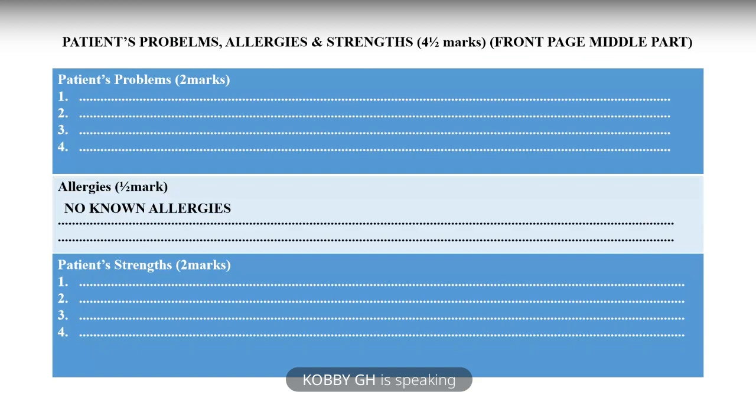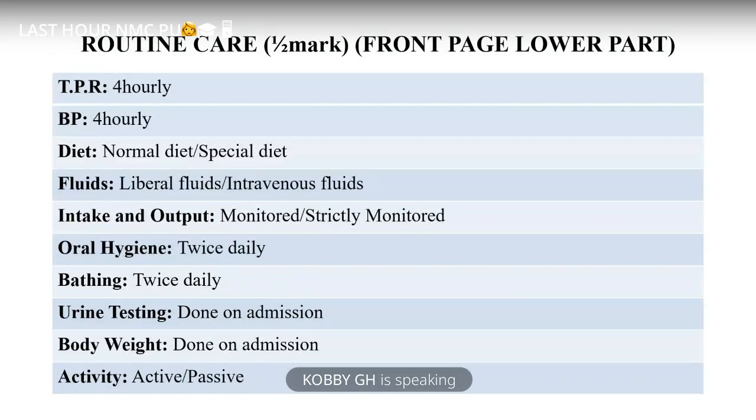Then quickly you go to the routine care. You fill in all the details at the routine care. So TPR, usually you write 4 hourly. There are other details about the routine care, which I've already dealt with on the page, so I'm not going to talk so much here. BP 4 hourly. I believe by now all of you are masters of the routine care. The diet, either the normal diet or a special diet. The fluids, either you write liberal fluid or intravenous fluids. Details of all these are already on the page. Intake and output is either monitored or strictly monitored.